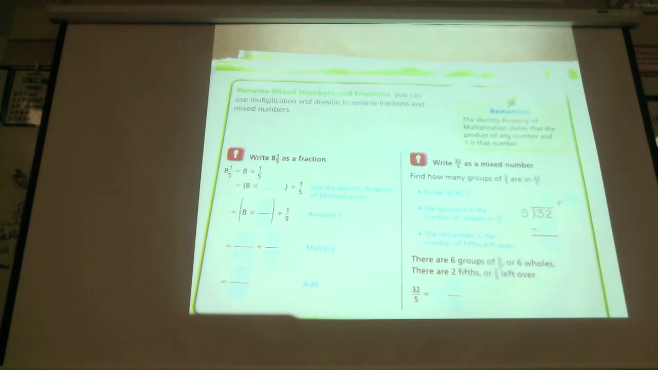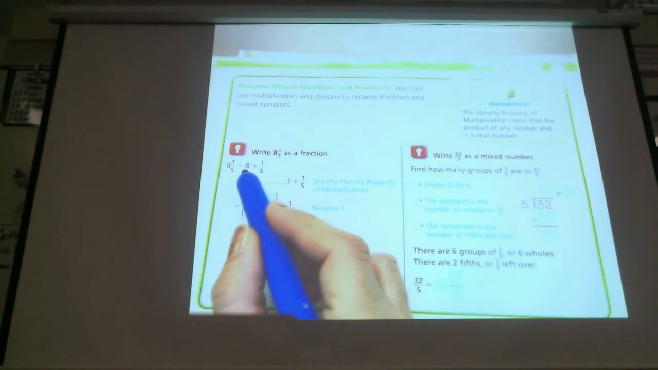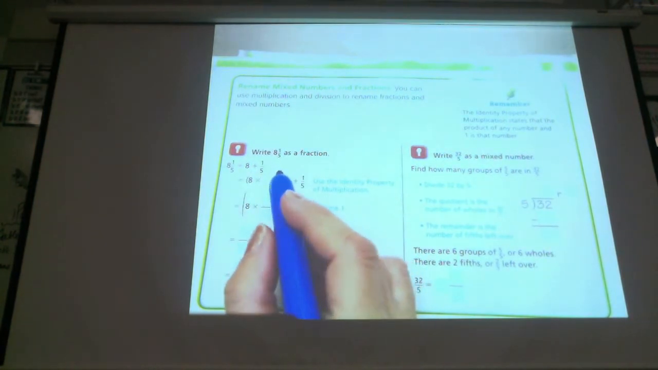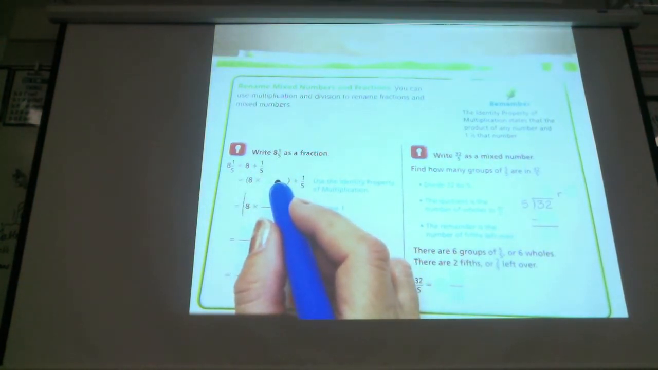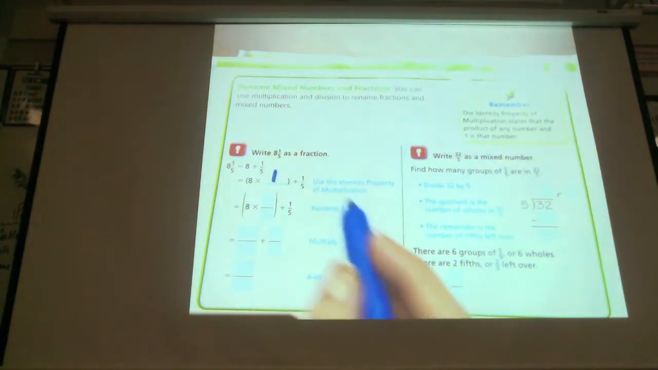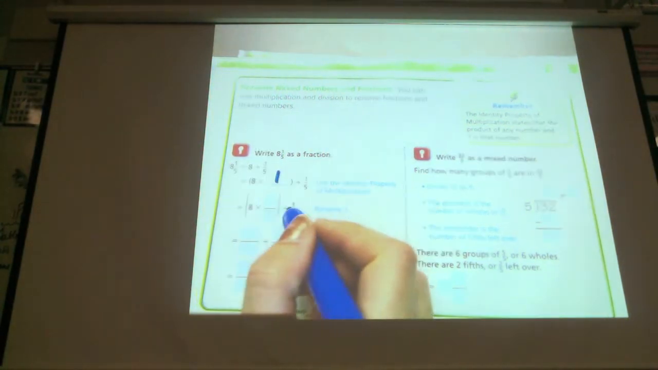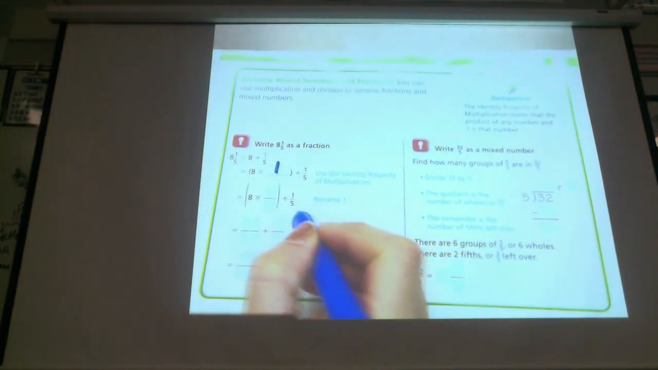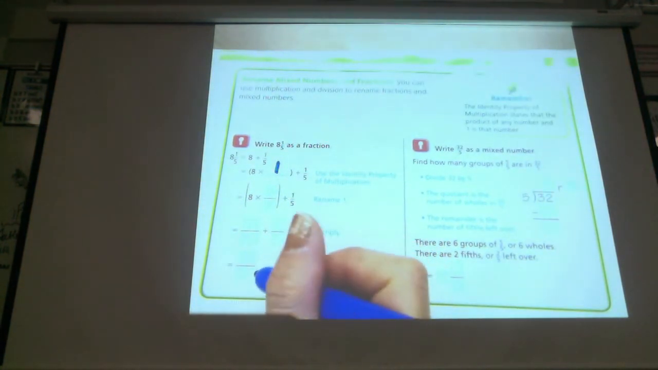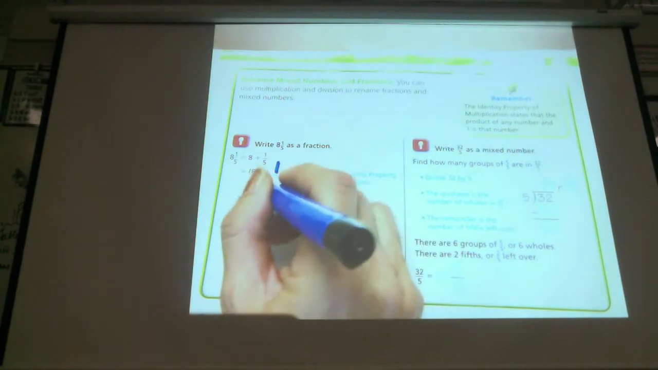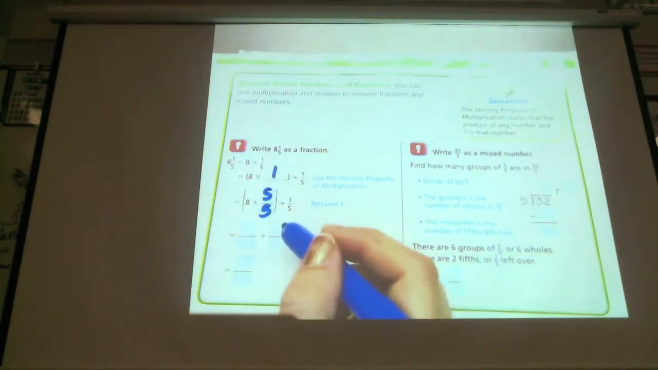Okay, rename mixed numbers and fractions. You can use multiplication and division to rename fractions and mixed numbers. So write 8 1/5 as a fraction. What can I change 8 times something to still equal 8? What would it need to be? 8 times what, Erin? 1. Now, if I'm going to turn the 1 into a fraction that we're going to use, it's got to be user-friendly over here. What fraction am I going to change it to? Sean? 5/5.